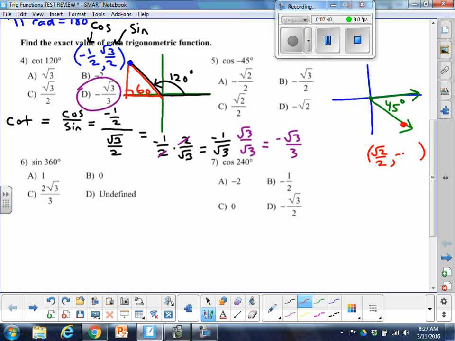So root 2 over 2, negative root 2 over 2. And then we just need the cosine, which is simply the x value there. Okay, so this one should be C, positive root 2 over 2.